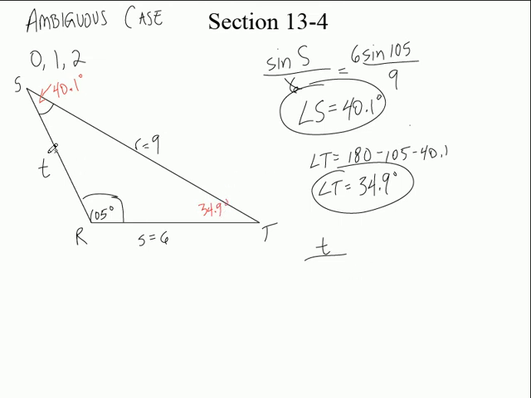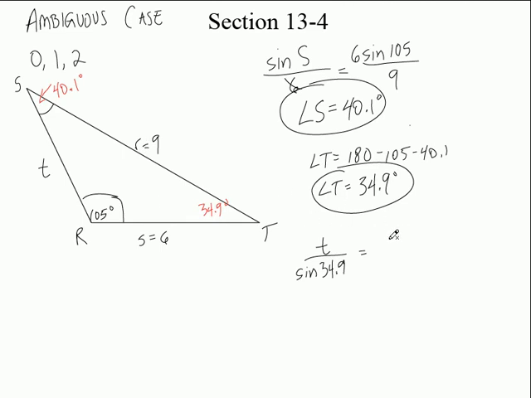So it's going to be little t, side t, over the sine of 34.9 degrees. So the sine of 34.9 degrees equals... what can you use? Well, you could use the s's if you want to, because we know both of them. But I prefer to use the original information that they gave you because these are exact answers. The 40.1 is an approximation. I would rather use the exact answers that they gave us originally.